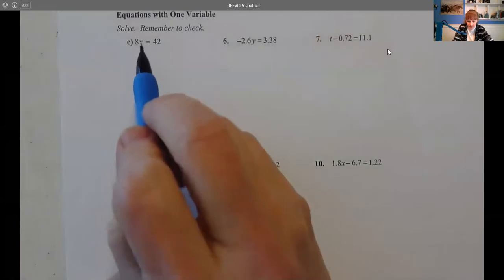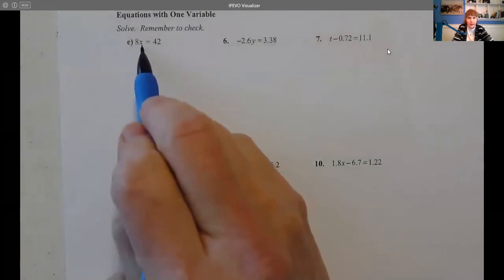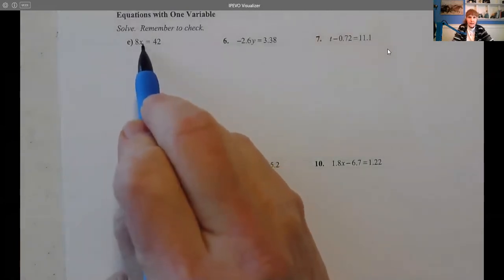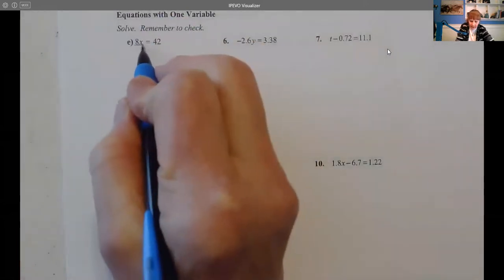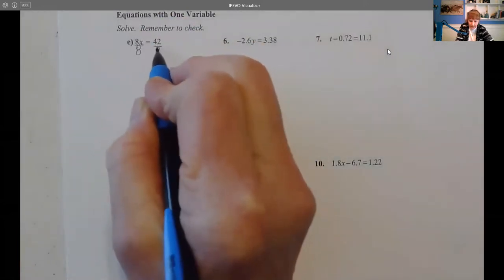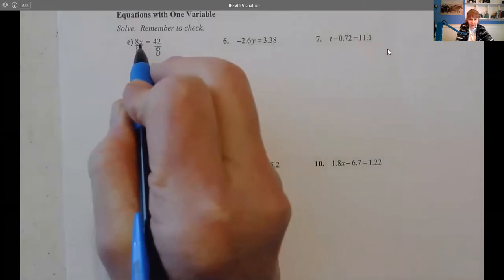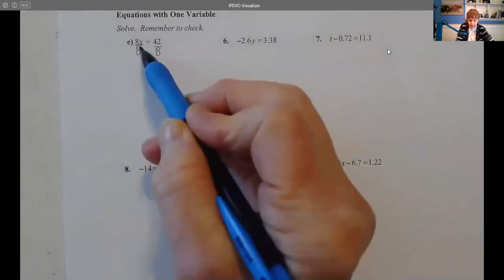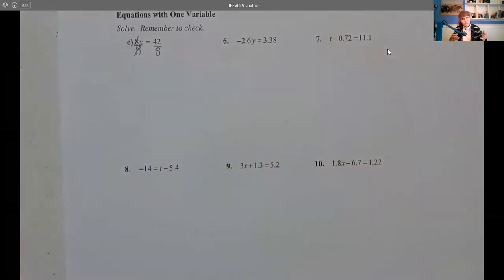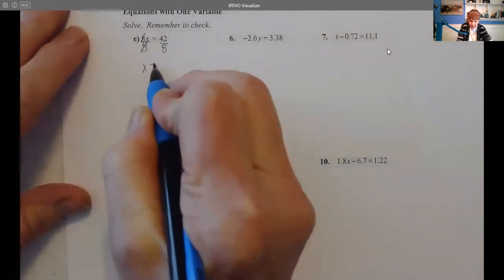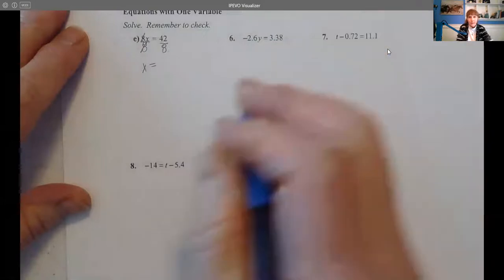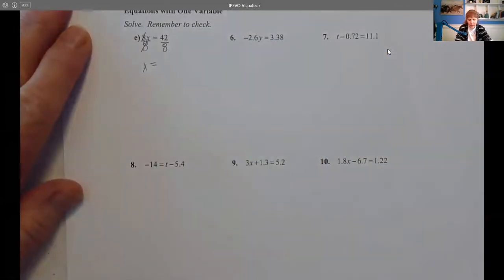When you want to get the x by itself, this is 8 times x. So you would divide by 8 to separate the x times the 8. So we would divide and they cancel. The whole goal is to have a positive 1 in front of your variable. Well, 8 over 8 is 1. So we have 1x equals, and then 42 divided by 8 gives us, we'd have to reduce it.